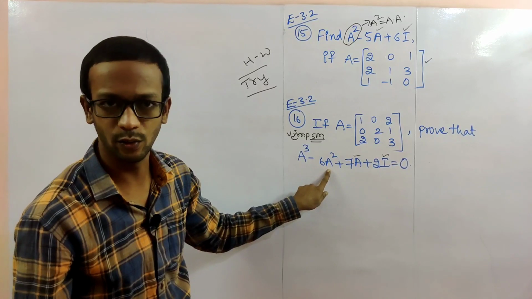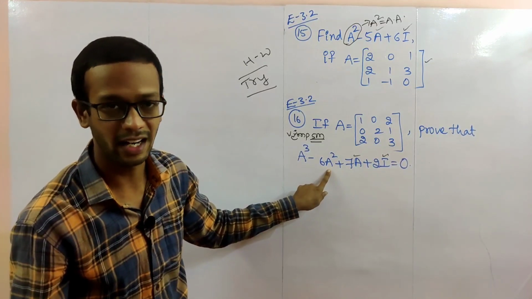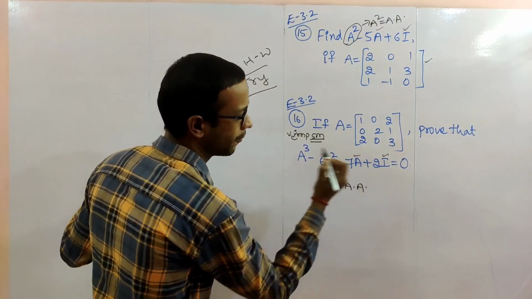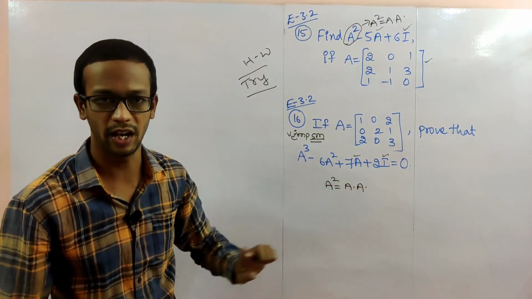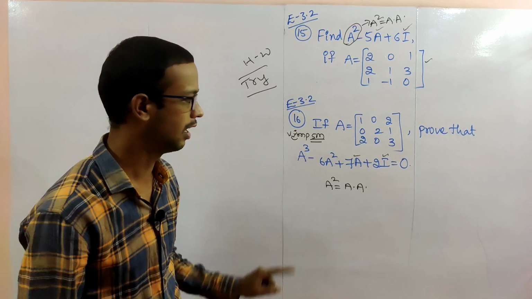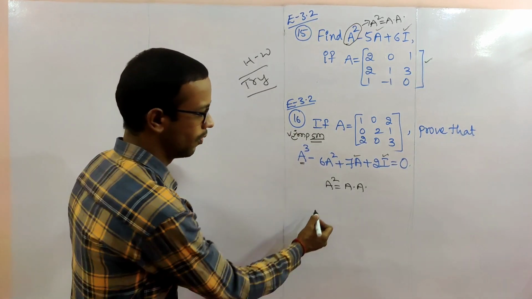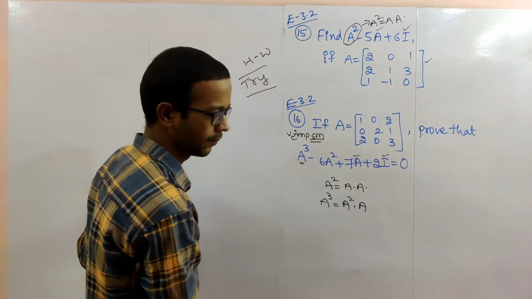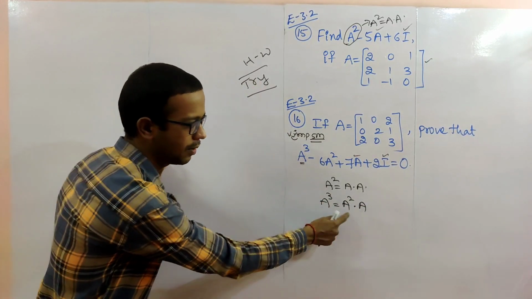So now we need the A square matrix. So how will we find A square? A into A. Already we know A, substitute and simplify. You will get A square first. After that we need A cube also. So A cube is equal to what? A square into A. Substitute this A square value here.